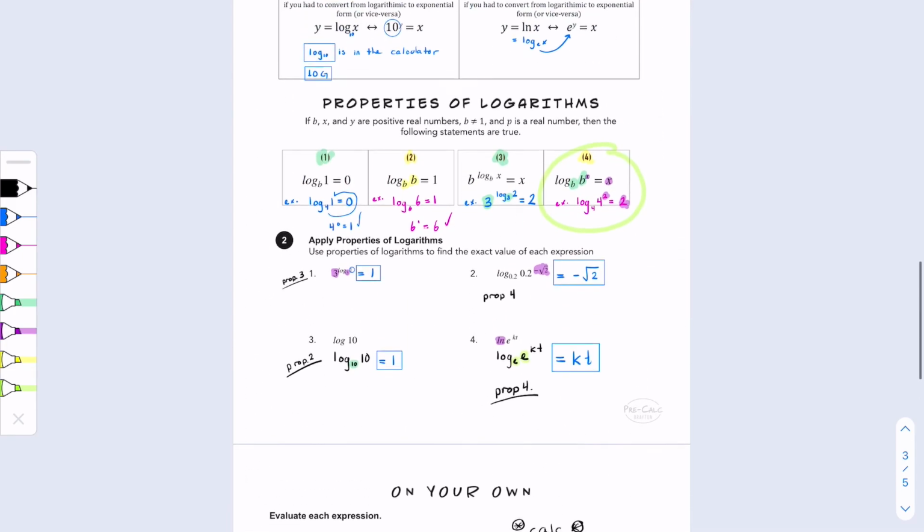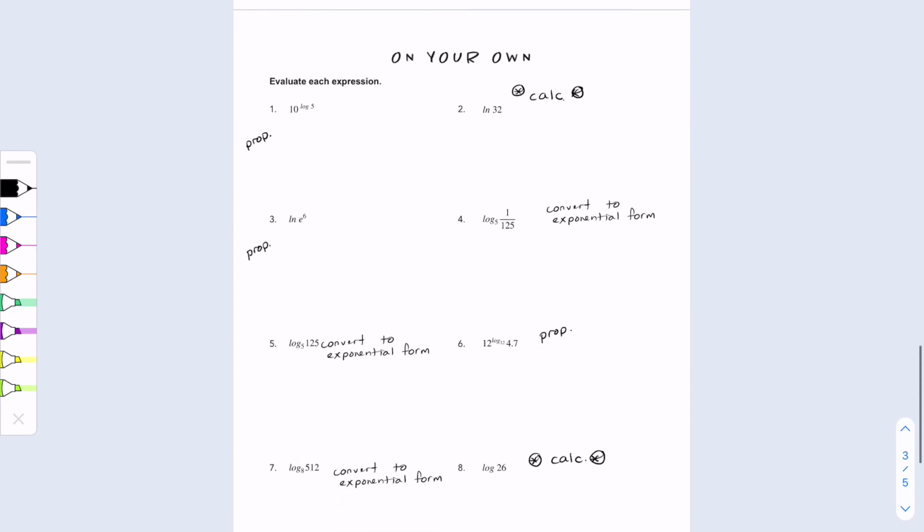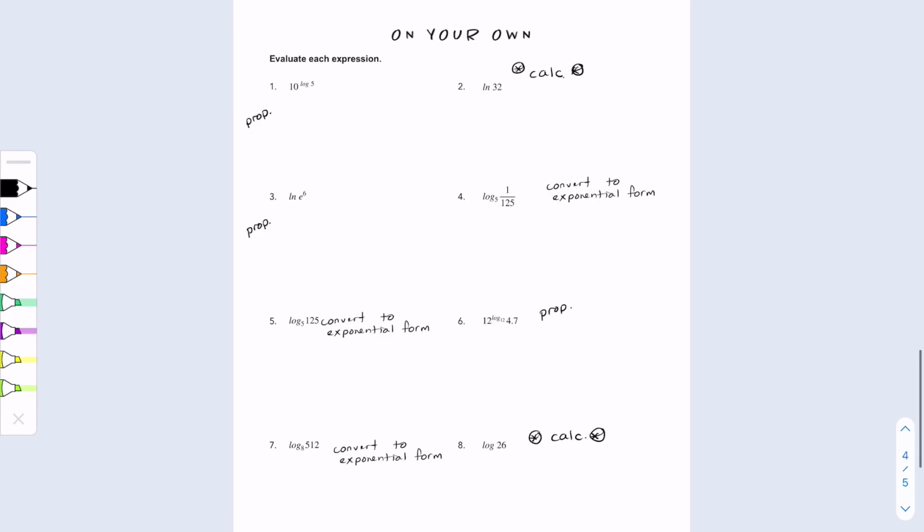Okay, so again, you have some using the common log, some using the natural log, some converting to exponential form and solving, and some of them just using one of these 4 basic properties. Okay, the answer key for this section is posted under the note sheet on my website, and I'll be going over more of them at the end of class.